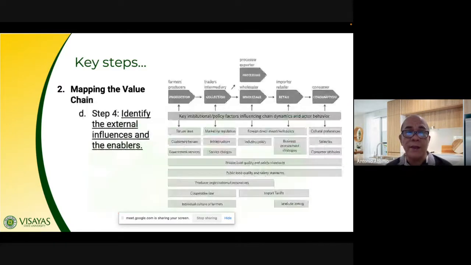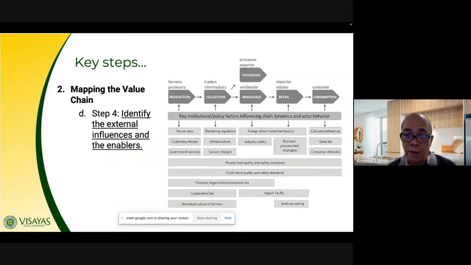Okay, so still in mapping, on step number 4, we also need to see what are the external influences. Remember in mapping there is one particular level. In mapping you have the core function, the core actors or players, and then you have also the activities, and then you have also the external influences and enablers. Who are the enablers? Different activities in each segment, and who are the enablers in each particular, say for example, core function and also activities. Specific kaayo ang enablers niya.